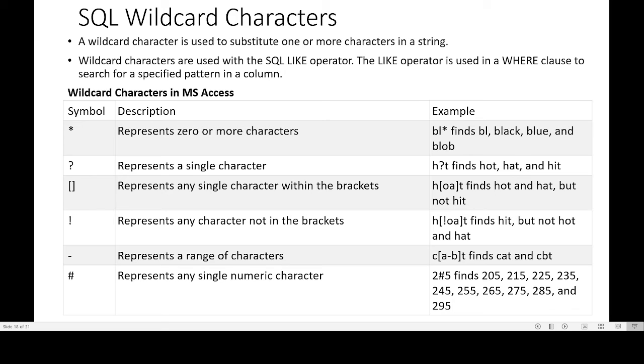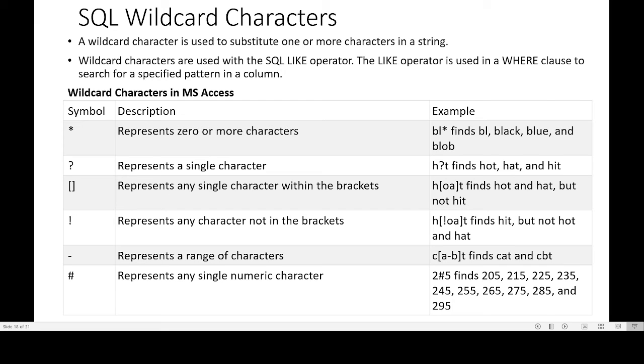Then the question mark represents a single character, which is similar to the underscore in MySQL. It can be given as H?T, meaning it will search for a single character in between. So it finds strings whose first letter is H and last letter is T, and in between it can be anything. So it finds hot, hat, heat, etc.